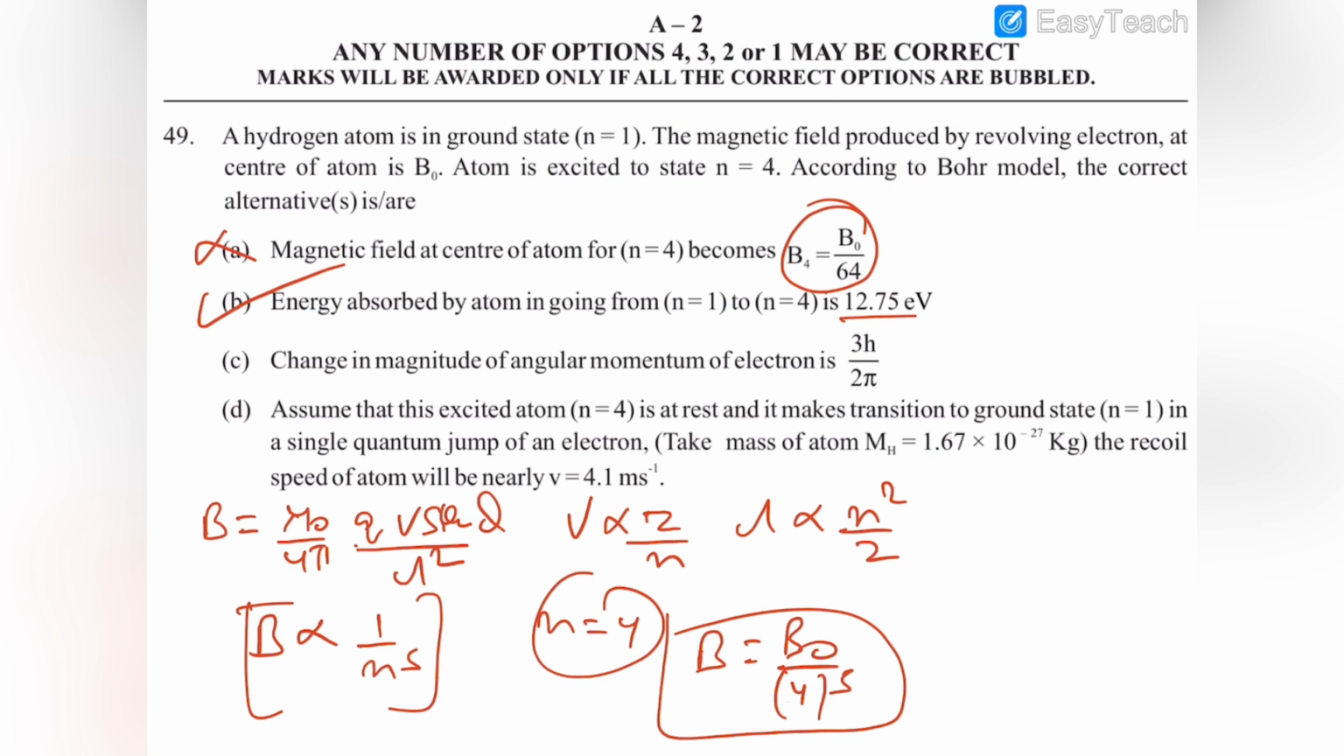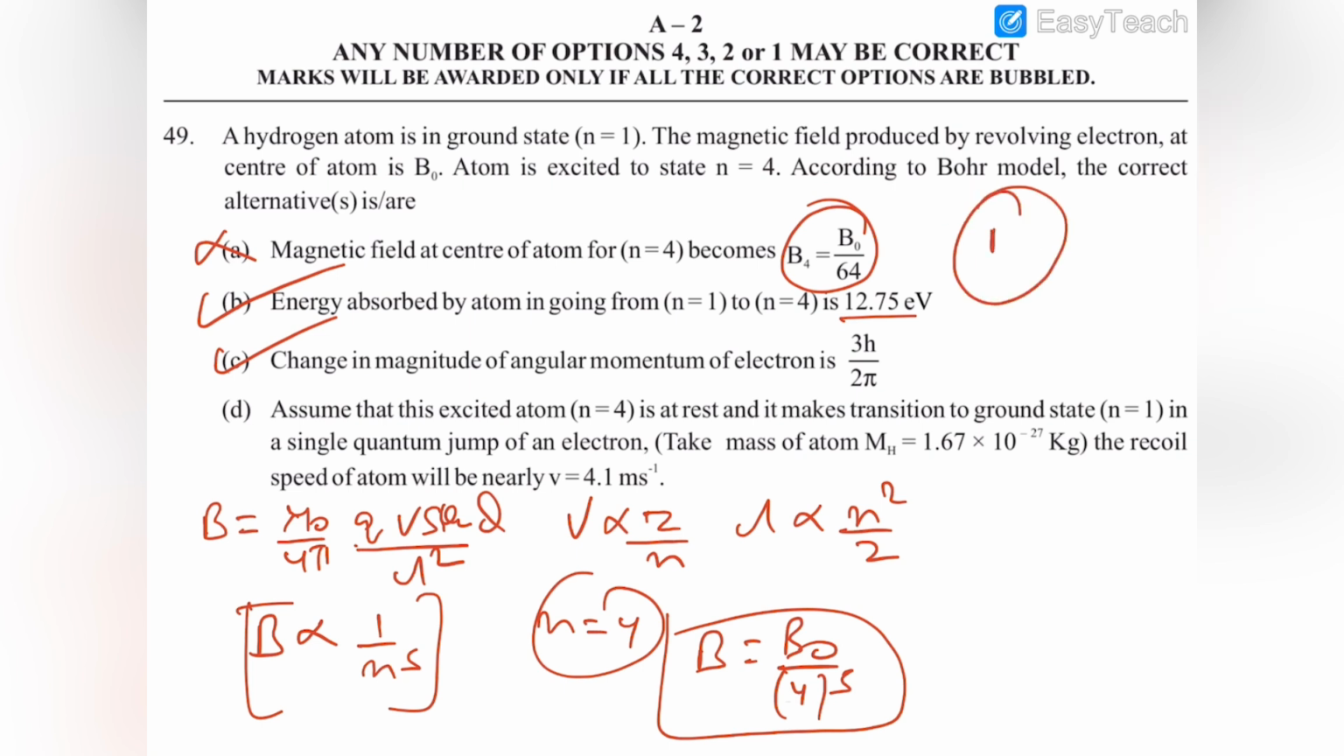So the angular momentum in the ground state is h upon 2 pi, and in the fourth state is 4h upon 2 pi. So the change will be 3h upon 2 pi. And assuming that this excited atom is again transiting into the ground state by a single jump of the electron, in this process a photon will be emitted by the atom. So the recoil speed of the atom can be calculated.